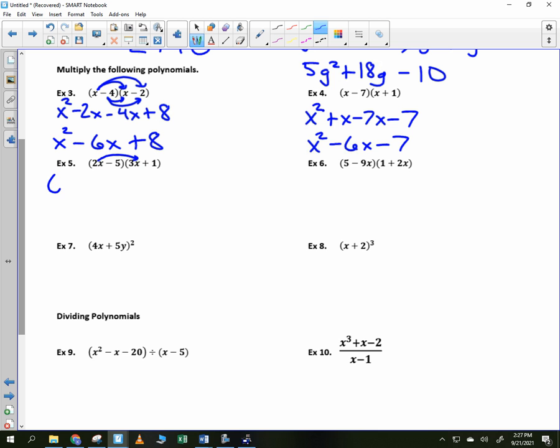2x times 3x is 6x squared. We have 2x times 1 is 2x. Negative 5 times 3x is negative 15x. And negative 5 times 1 is negative 5. 6x squared minus 13x minus 5. You try number 6 on your own.